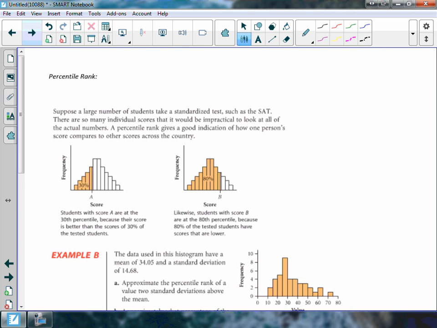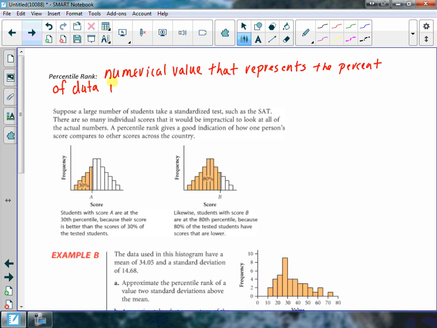The second thing I'd like to show you a little bit is percentile rank. Percentile rank is a numerical value that represents the percent of data lower than or less than the given data point.